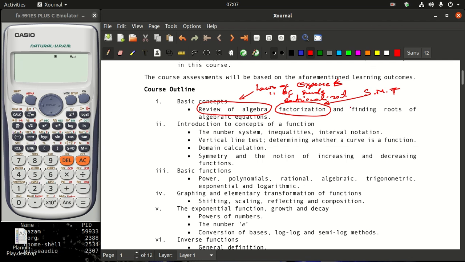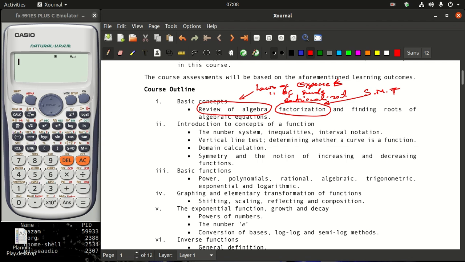And then we talked about long division, and we also talked about factorization by inspection. And then we said that in some cases whereby the coefficients or the constants in front of a variable are following a binomial expansion, we can also use the binomial theorem to factorize.